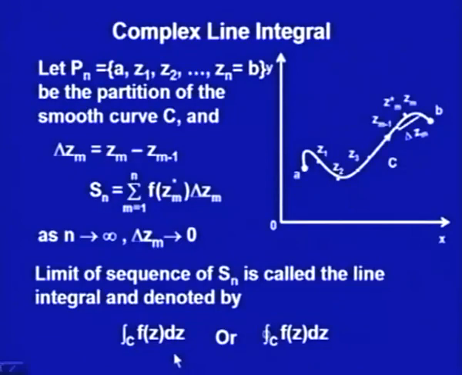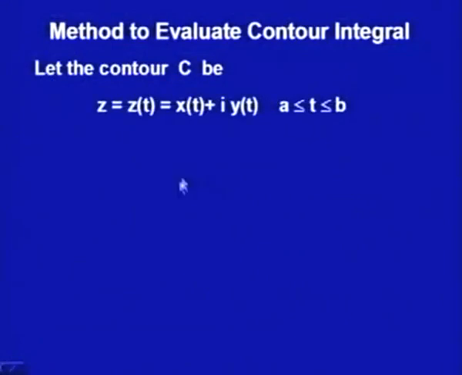Let us come to how to really find out this integral, that is, what is the method to evaluate this contour integral. Let the contour C be given by z equal to z(t). Since this is a complex variable, let me write it as x(t) plus i y(t), for t in the interval a to b.